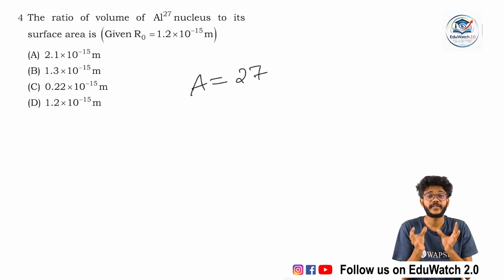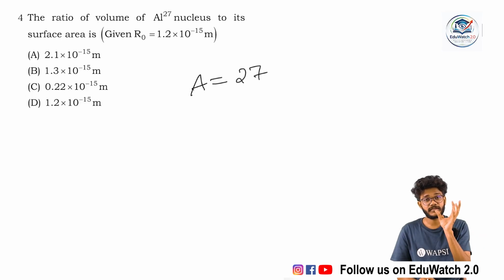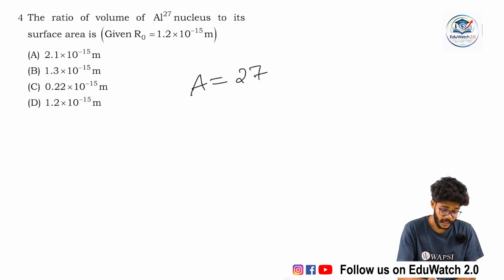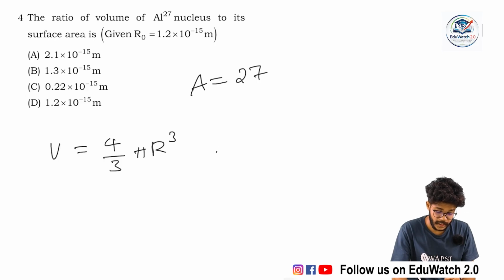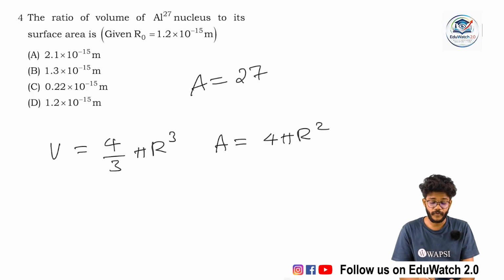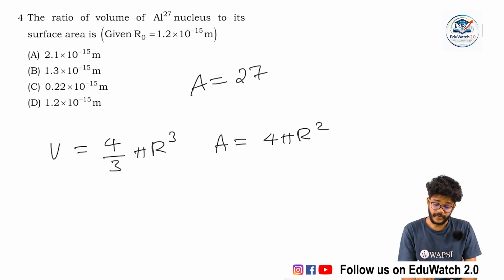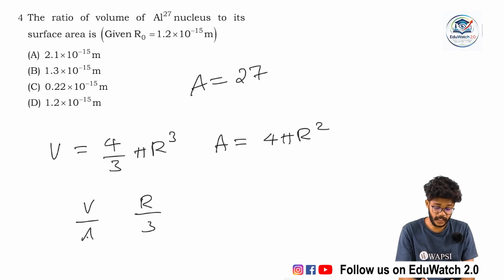Okay, we know that the nucleus of an atom is in a spherical shape. So what is the volume of a sphere and what is the area of a sphere? The volume of a sphere is 4 by 3 pi r cube, and the area of a sphere is 4 pi r square. So volume by area is equal to 4 by 3 pi r cube divided by 4 pi r square, which gives r by 3. Okay, the ratio volume to area is r by 3.